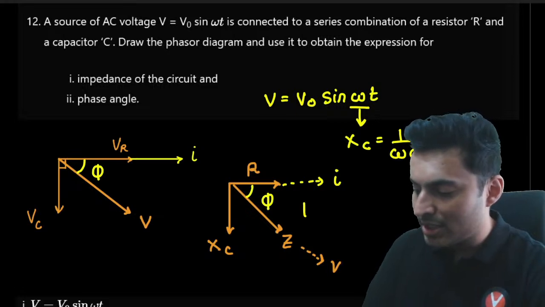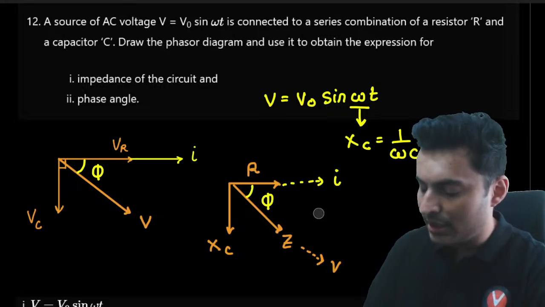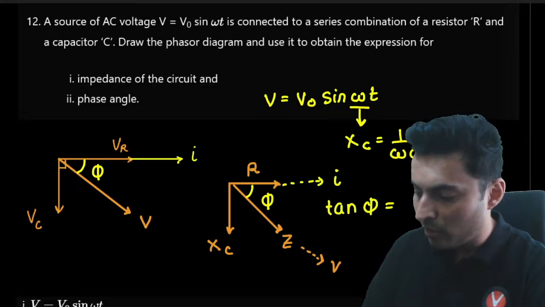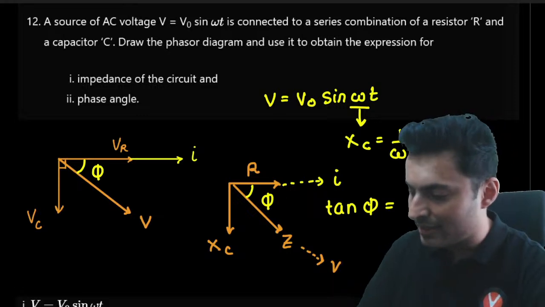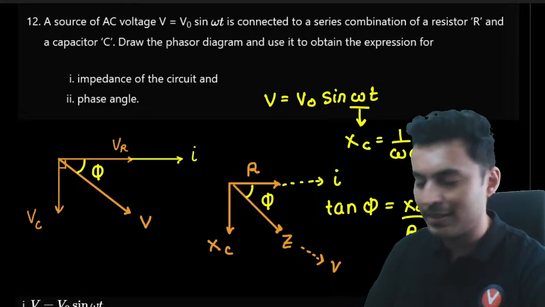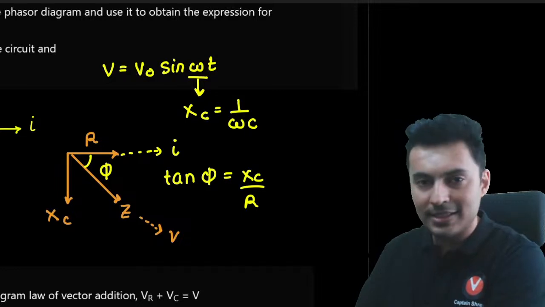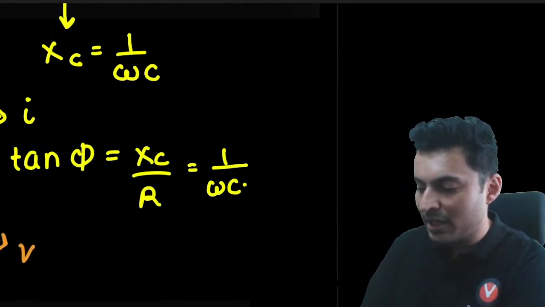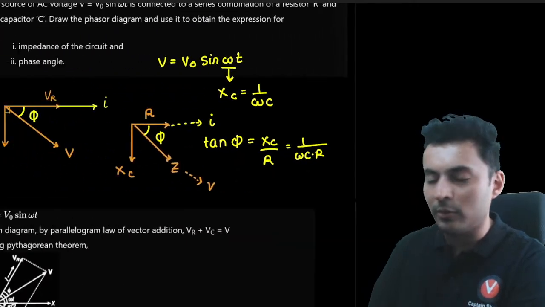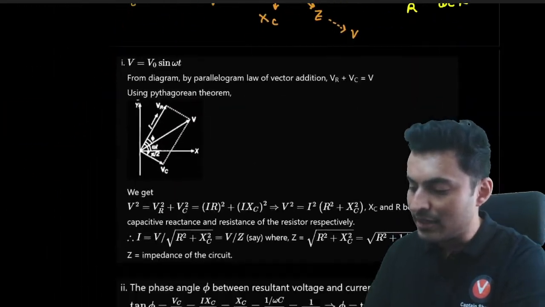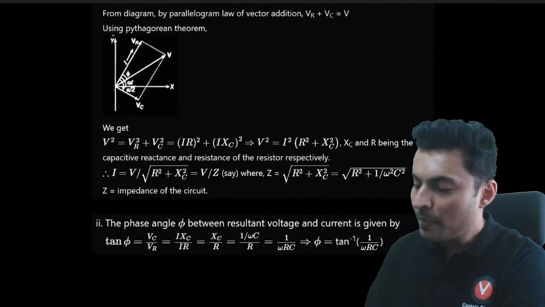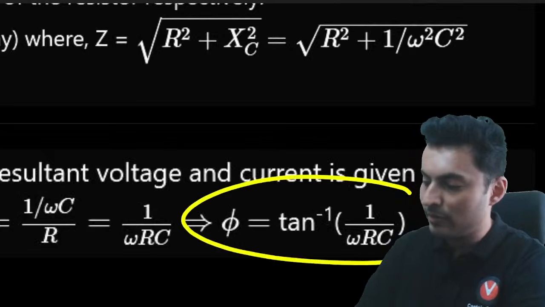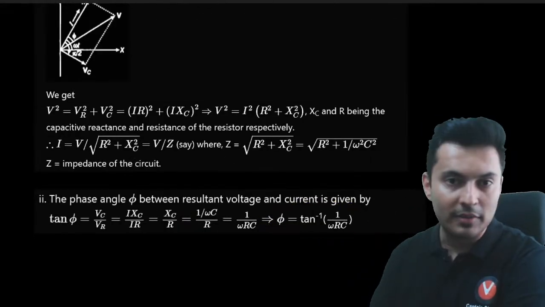So I can just write, tan of phi is opposite side, which means it is XC divided by resistance. And XC is 1 by omega C. So 1 by omega C into R will be tan of phi. So that's how you can write it down. Omega C R. Exactly what we have got.